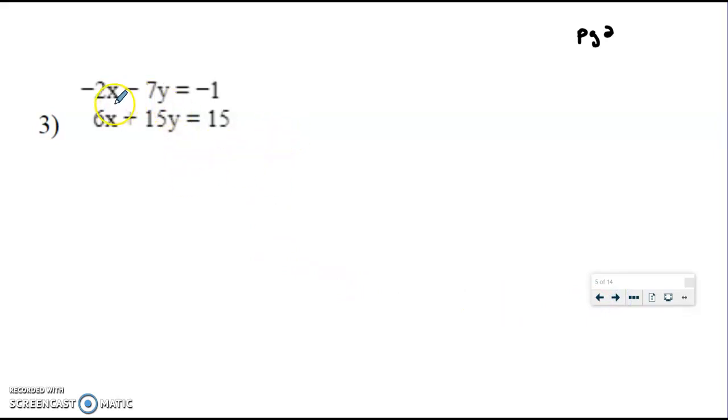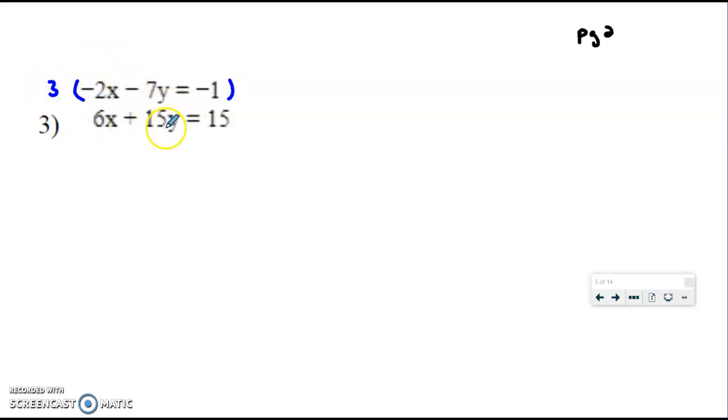So I'm looking at these x's, I'm looking at the y's, and trying to think of, hey, what's the opposite of 6? Well, the opposite of 6 is -6. Is there anything that I can multiply -2 by to make it -6? And there is. I can multiply it by 3. So I'm going to eliminate the x's in this case.